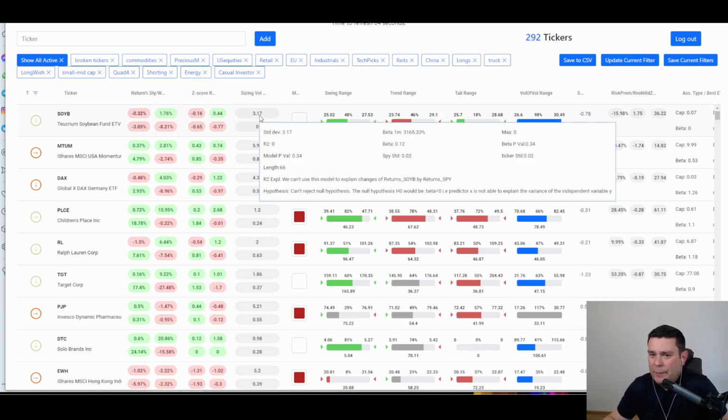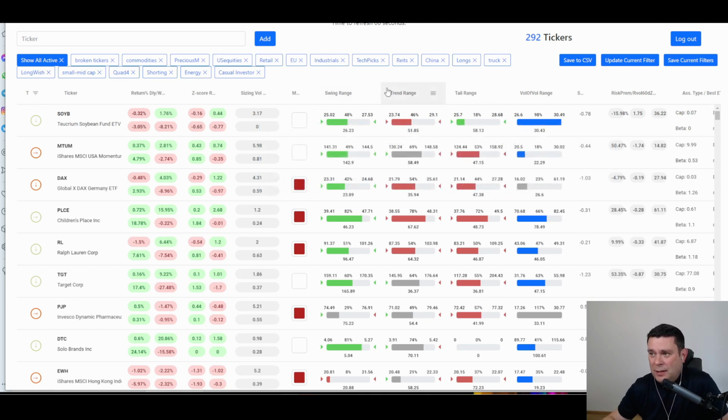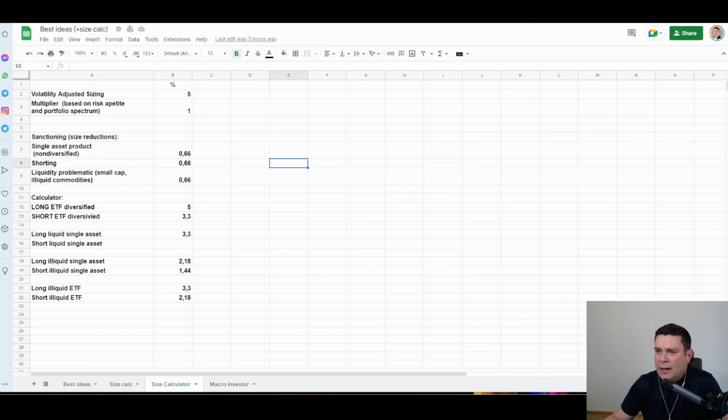So you can use this number to adjust your size to volatility, but then you have to adjust it to your head. So I have created a calculation table where I show you what kind of factors, in addition to volatility, I use to calculate my size and my sizing.